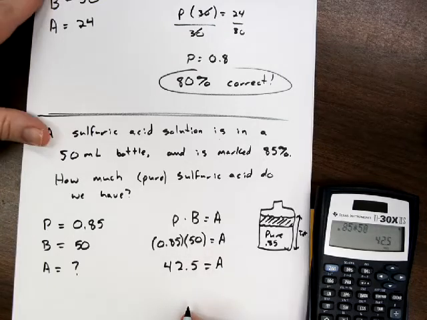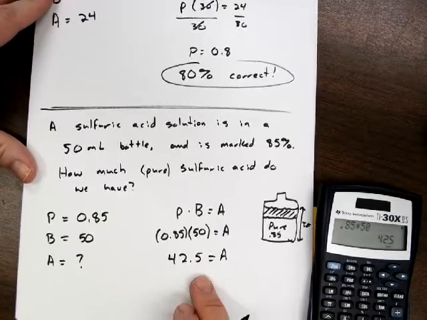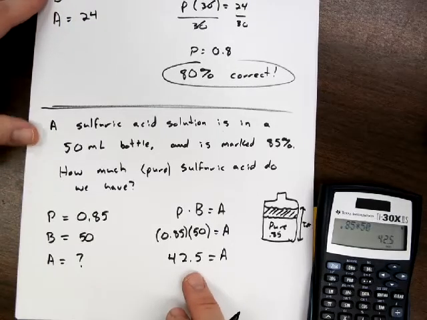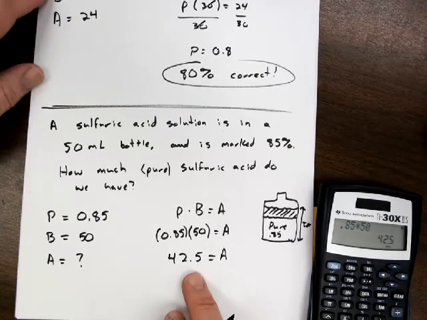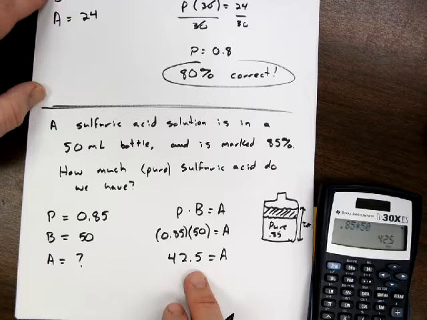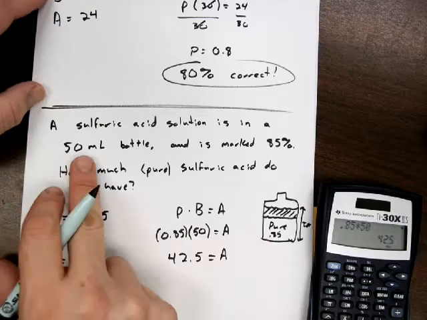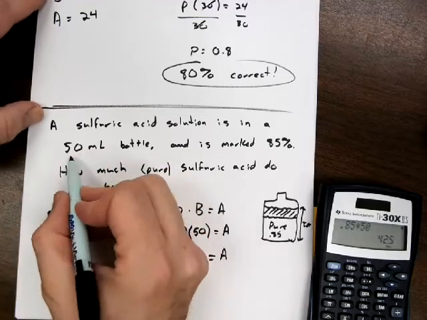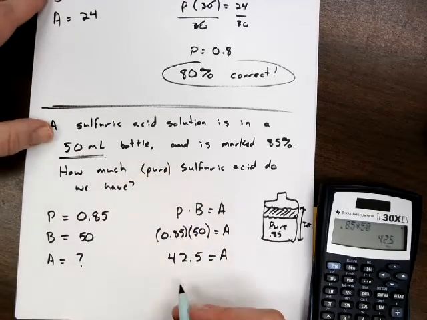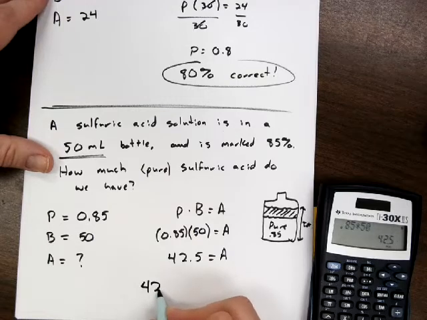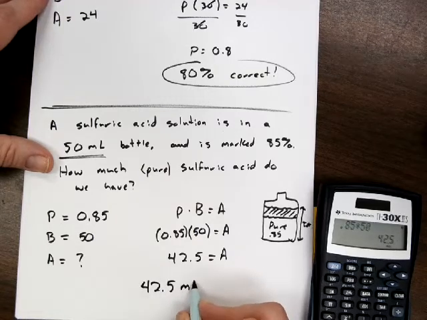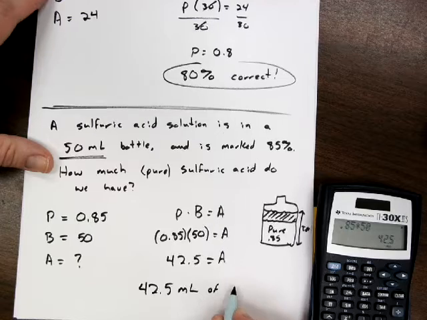Now, at this point, you're going to discover that 42.5 is just a number. I have to look to find out what units I'm using here. And since this is going to be a volume, and I'm told what my units are right there, I want to say that this means we've got 42.5 milliliters of sulfuric acid.